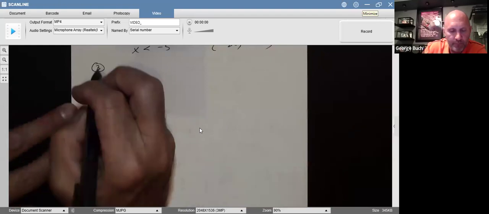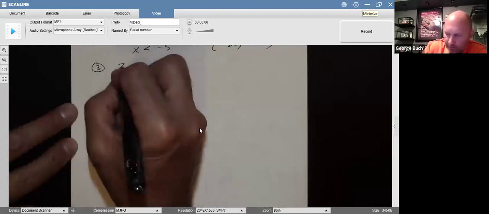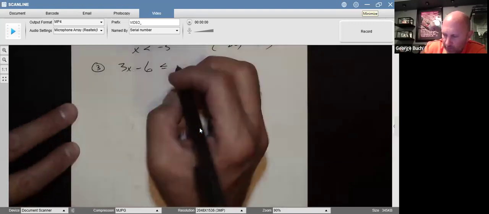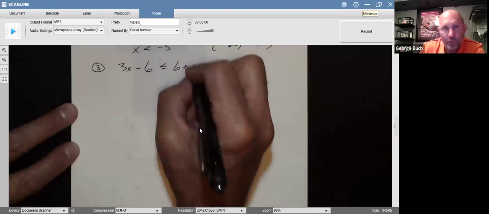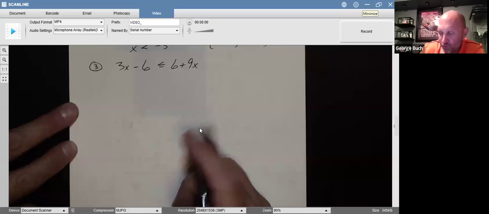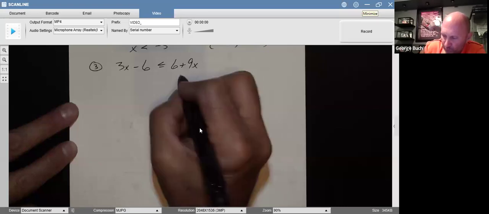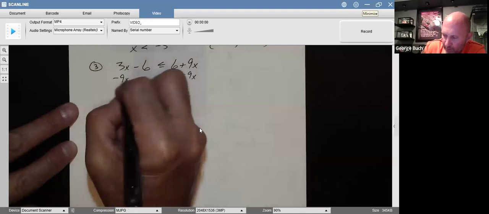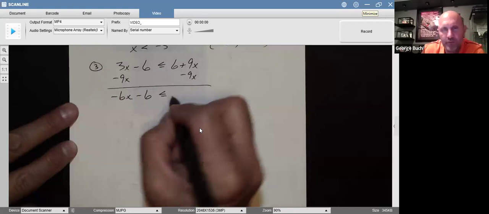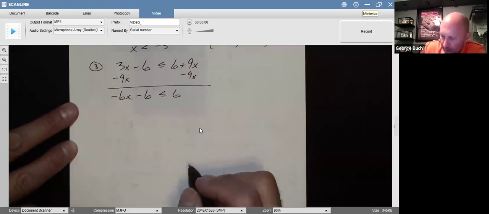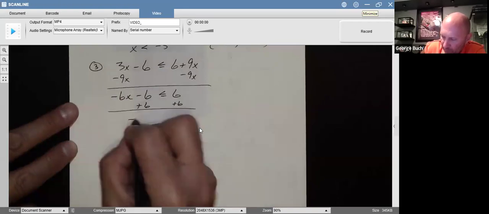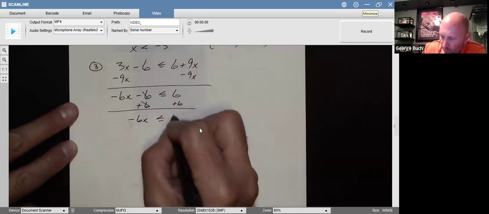Number 3, 3x minus 6 is less than or equal to 6 plus 9x. So again, same idea as a linear equation. It's just we have this inequality. So I'm going to subtract 9x. So that gives me minus 6x minus 6 is less than or equal to 6. Add 6 to both sides. So negative 6x is less than or equal to 12.